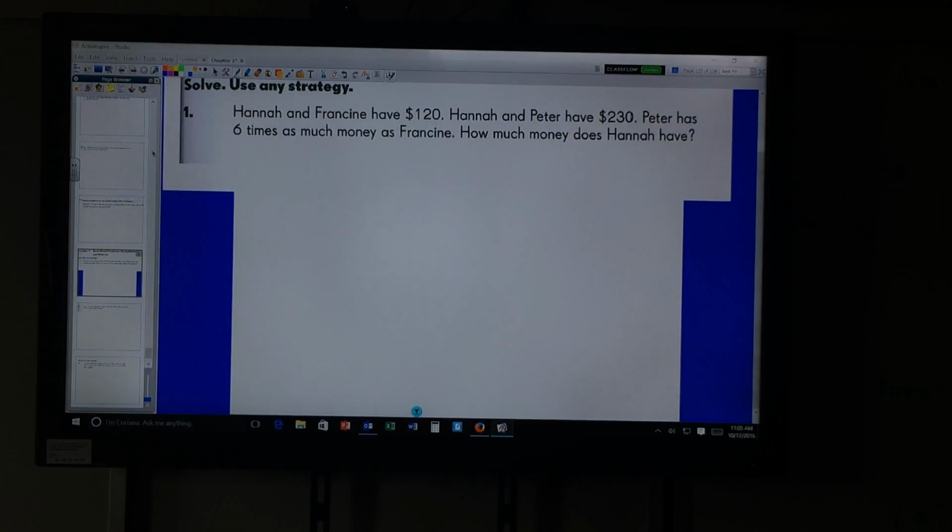I'll read it and then I'll go up and show you guys how the use of bar models is going to help us tackle this problem. So it says that Hannah and Francine have $120, and then Hannah and Peter have $230. Now the big clue is that Peter has 6 times as much money as Francine. The question is, how much money does Hannah have? So this is kind of one of those multi-step problems where we have to unravel the mystery to figure out how much Hannah has. I'm going to show you how the use of bar models is going to help you on this. Here we go.